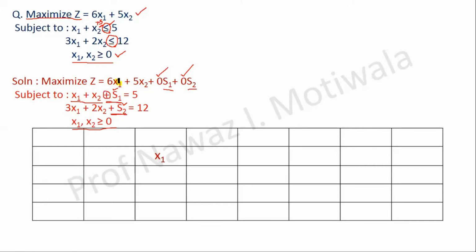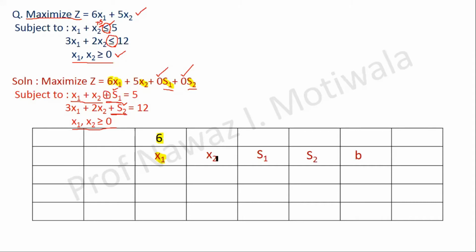From our objective function, the first variable is x1, so I have written x1 here. Then the next variable in our objective function is x2, so I will write x2. Then the third variable is s1 and the fourth variable is s2. So I have written all four variables here. After writing these variables, the next step is to write down the coefficients corresponding to each variable. With x1 the corresponding coefficient is 6, so I will write 6 here, just above x1.